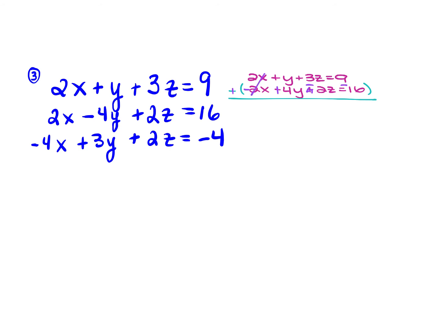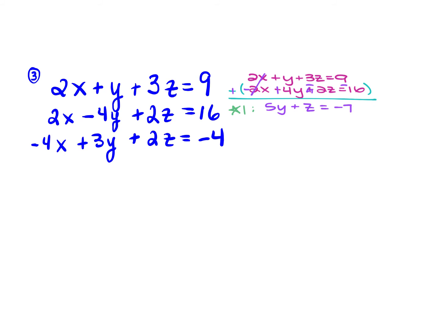Your 2x's are going to cancel. Your y plus 4y is 5y. 3z minus 2z is z. And 9 minus 16 is negative 7. This is your new number 1. Find your new number 2 now.